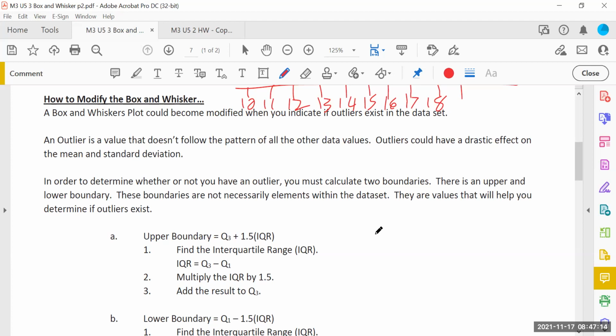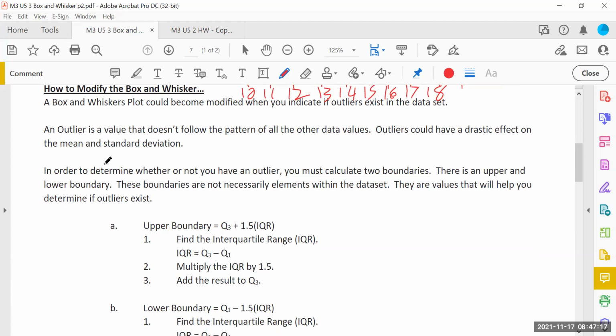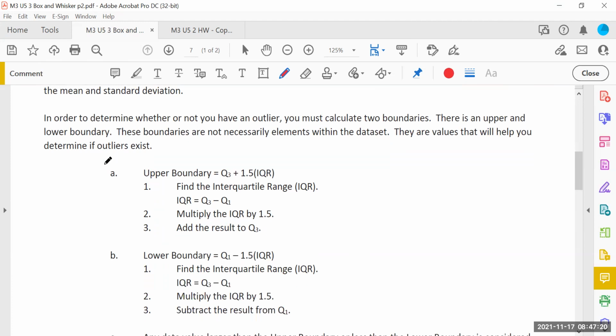That's what I'm going to show you right here. So again, an outlier is a value that doesn't follow the pattern of the other data values. To figure out if you have an outlier, you calculate 2 boundaries. Okay, everyone, full attention. The boundaries are not a part of your box and whisker plot. They don't show up on your graph unless you want to add them in, but they're not a data point. They're just a way of showing anything outside of this is an outlier. So the upper boundary and the lower boundary require you to find what's called the interquartile range. The interquartile range is literally the width of the box.